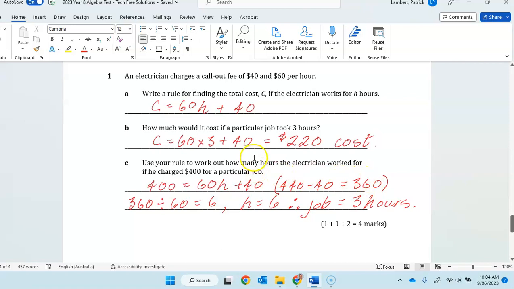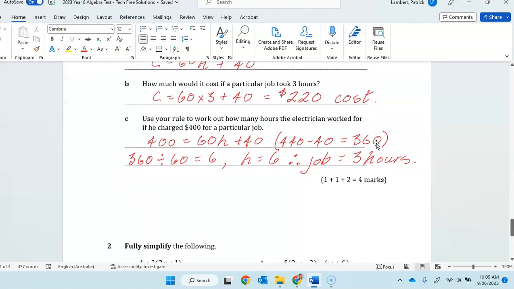An electrician has a call-out fee of $40 and $60 per hour, so the constant term, which is always 40, that's the constant term, cost will be 60 times h, or 60h plus 40, which is a linear equation. Now, if a job takes 3 hours, that will be 60 times 3. That's 180 plus the 40. The cost, which the answer must be in dollars, in context, $220.